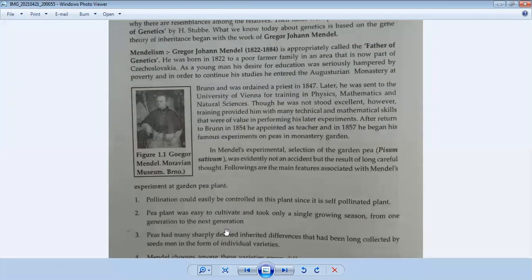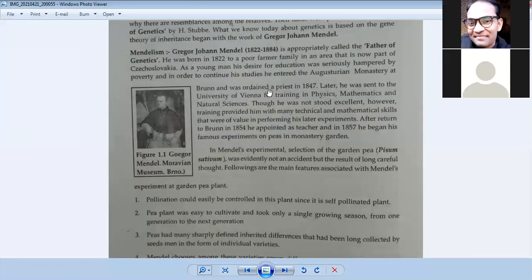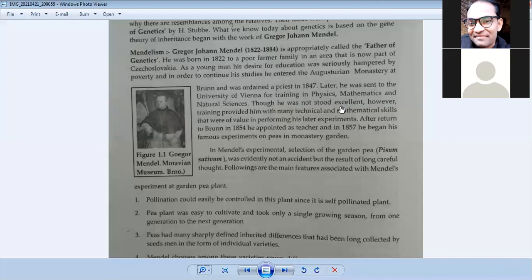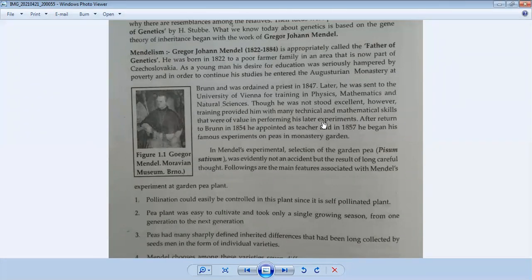It means Gregor John Mendel was sent to the University of Vienna, and there he studied physics, mathematics, and natural sciences. Though he was not an excellent student, the training provided him with many technical and mechanical skills that were of value in performing his later experiments. It means previously Mendel was not an excellent type of student, but as he went through the various techniques and got the information and education related to different experiments, he became smart at performing those experiments.